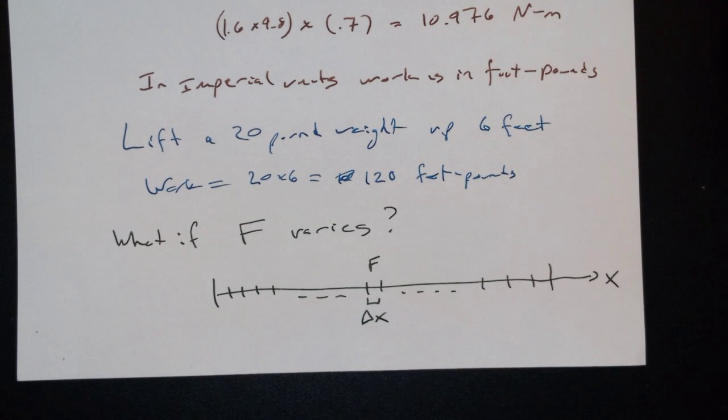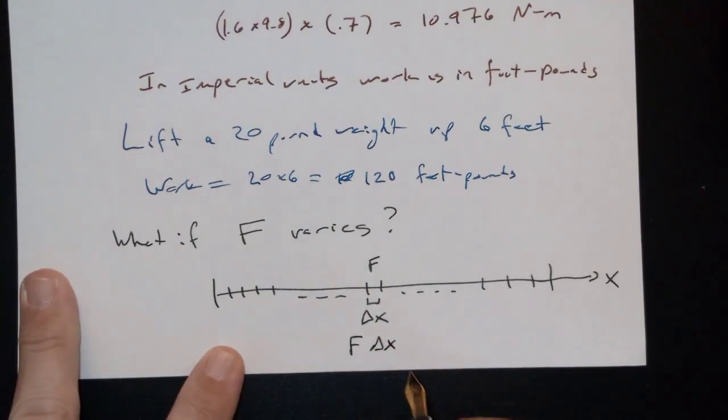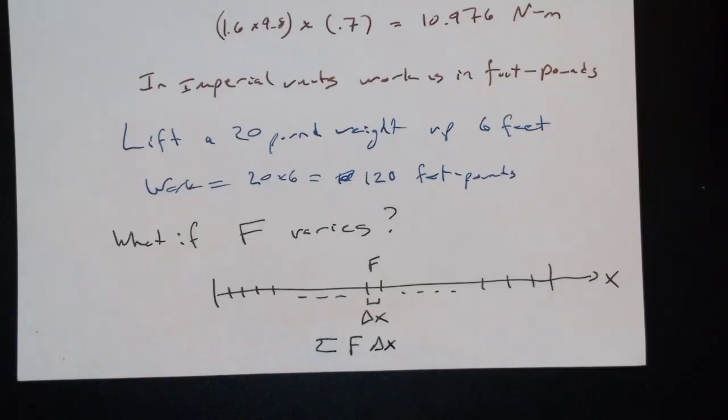And work is force times distance. So I'll just multiply those, right? And then I add them all up. So I would take F times delta X, and I would add them all up. And I do it from the first one to the last one, right?